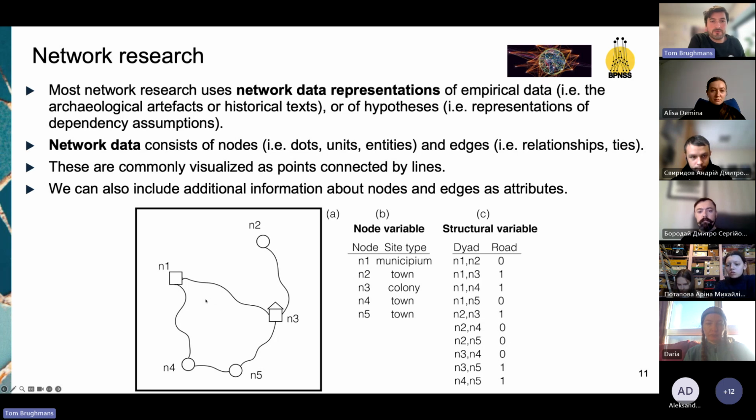Let's say these are Roman roads, right? All of these lines are roads and all of these dots are settlements. So the nodes here are those squares and circles and little houses. That's our set of nodes.